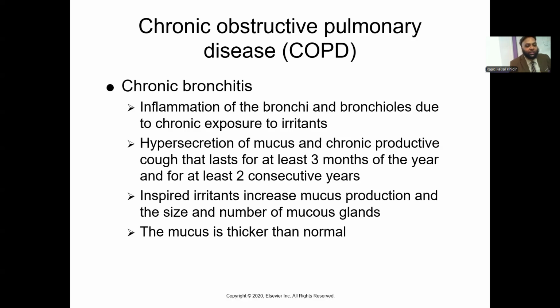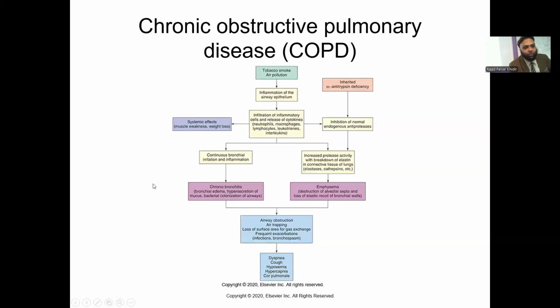Do inhaled irritants increase the mucus production and the number of the mucus glands? The mucus is thicker than normal. So we talked about tobacco smoke and air pollution leading to inflammation of the airway epithelium. And we said this inherited defect, where there's an alpha-1 antitrypsin deficiency, is going to lead to inhibition of the endogenous antiproteases. Remember, the protease is the enzyme that destroys the elastic recoil of the alveoli. So we need antitrypsin, antiproteases.